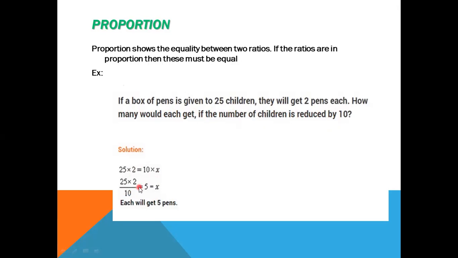So now here 25 into 2 by 10 equals x. 25 into 2 you will get 50. 50 by 10, that means 10 fives are 50. So you will get 5. That is x. So each child will get 5 pens. So this is the way we can do proportions.